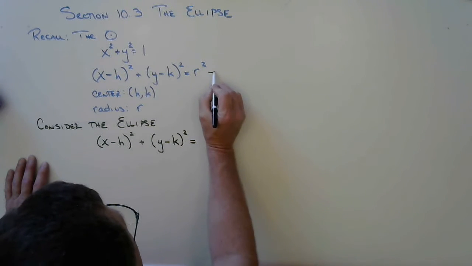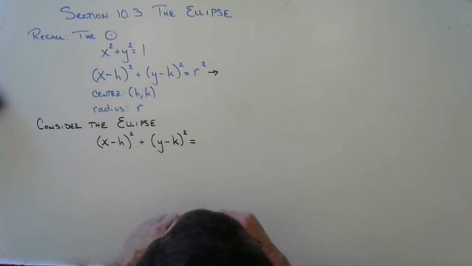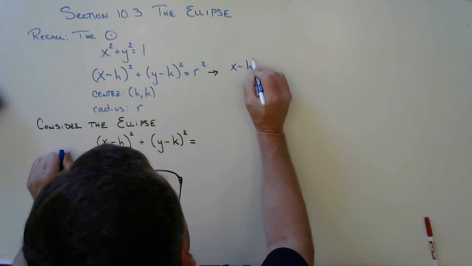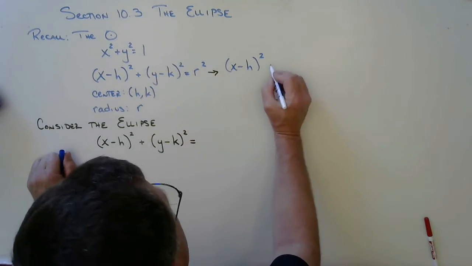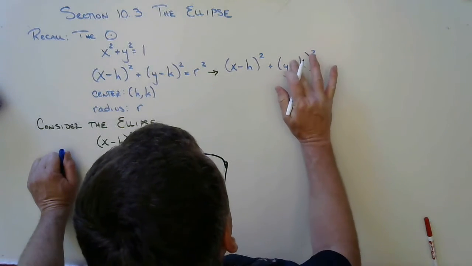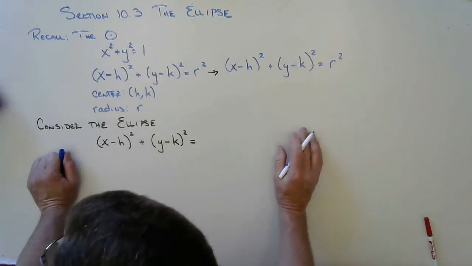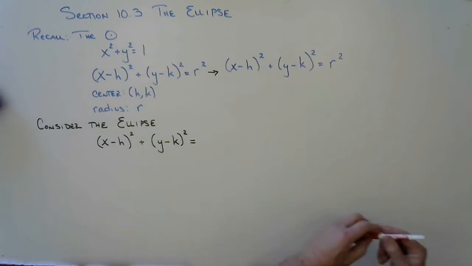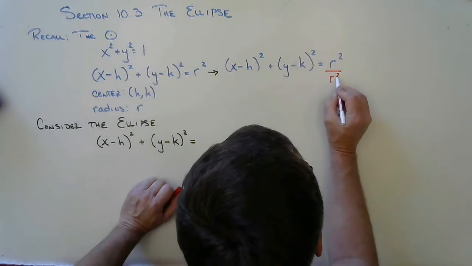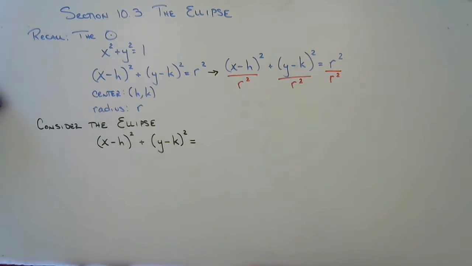Well, let's take this formula right here and do something to it. I'm going to rewrite it over here. I'll write it in blue since we're talking about the circle again. Let's just write it as x minus h squared plus y minus k squared equals r squared. And now, what am I going to do? I'm going to divide over here by r squared. And that means I have to divide here and here by r squared, right? If we divide one side, we have to divide the other side. That's the rule. Well, what's r squared divided by r squared? That's 1.